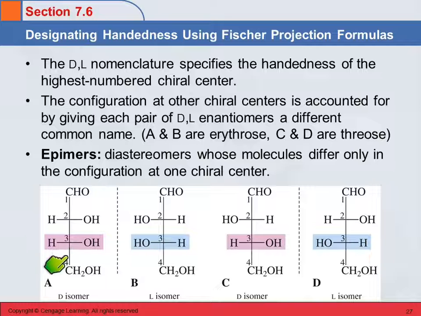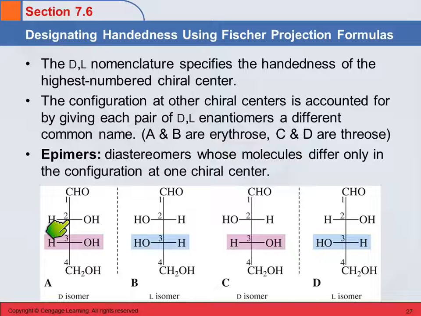In a Fischer projection, this ends up being the bottom one. So you're looking at the bottom one in this line. Is it on the right or on the left? Here the hydroxyl group's on the right, it's the D isomer. This is the L isomer, it's on the left. This is another pair. This is D, hydroxy's on the right, and this is L, here it is on the left.